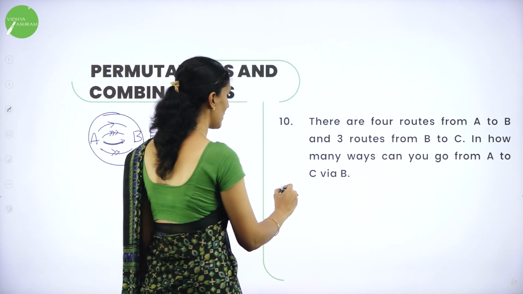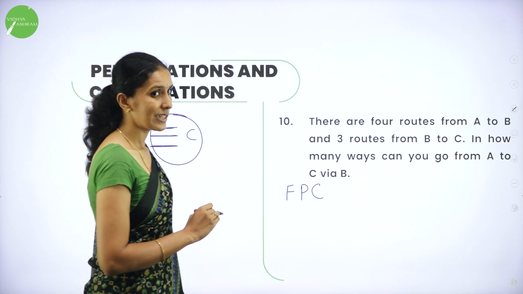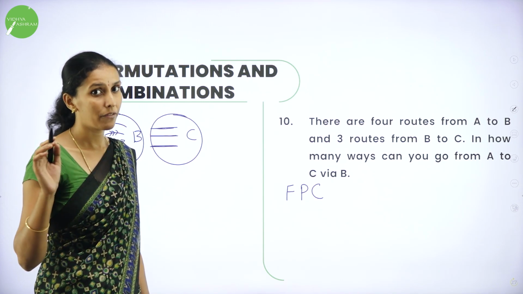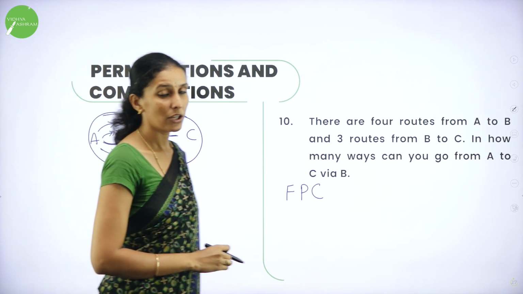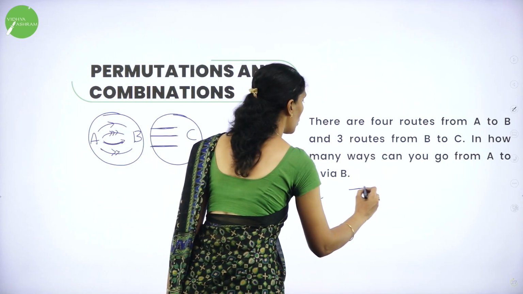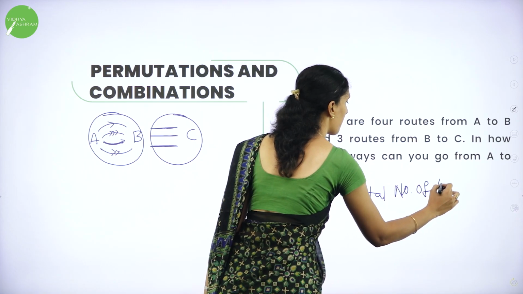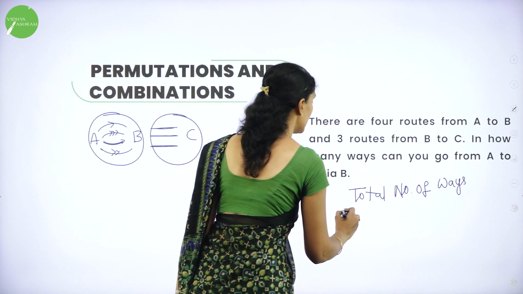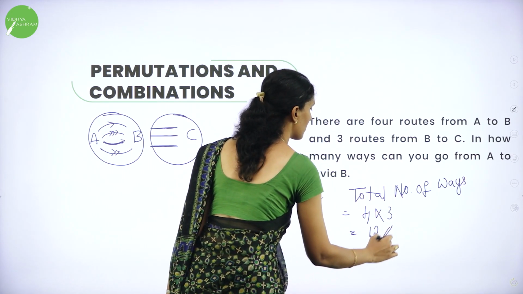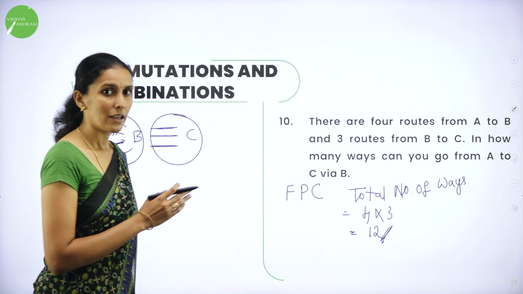So using FPC. What is FPC? My fundamental principle of counting. What does it say? When m different operations are performed along with n different operations, then the total number of ways can be written as m into n. So here the total number of ways is 4 into 3, that is 12 ways. So this is my answer. We can choose any route through B from A to C.